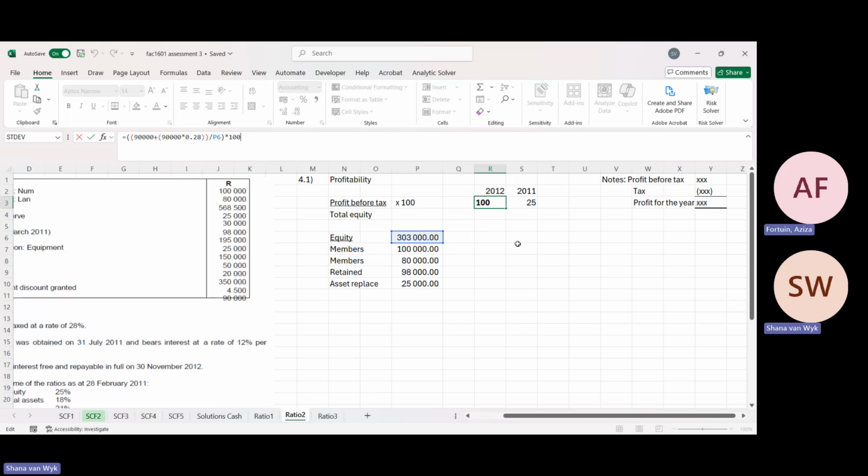Just put it there in line 4 below total equity, or in column Q. Just go to column P, yeah, Q, that empty one. Go up one, right? Say equals 90,000 divided by 0.72. 125.